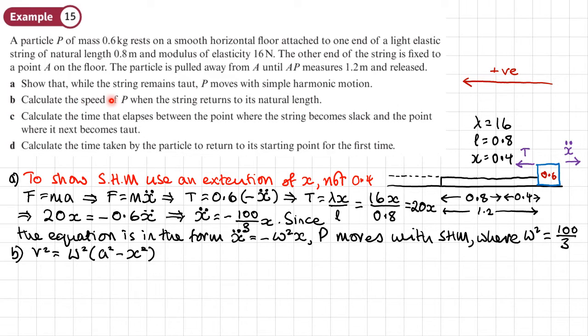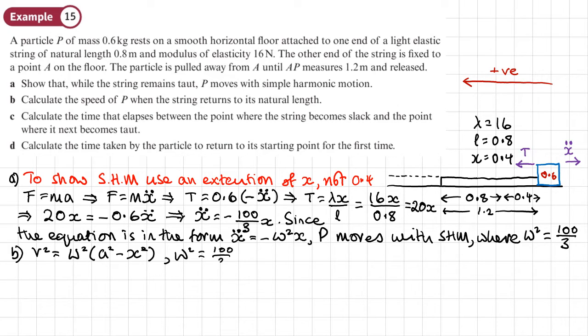Well, anytime you see a question that's asking for speed, we're going to be using this equation here. So we need to know omega, or omega squared, amplitude, so we can square it, and extension. So the first thing is we know what omega squared is. We just said it's 100 over 3.